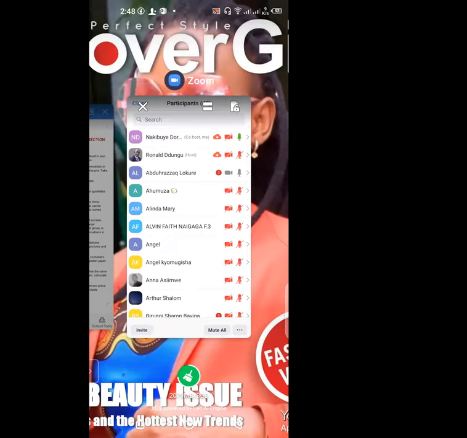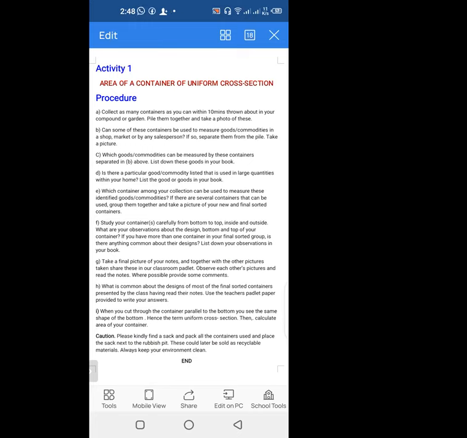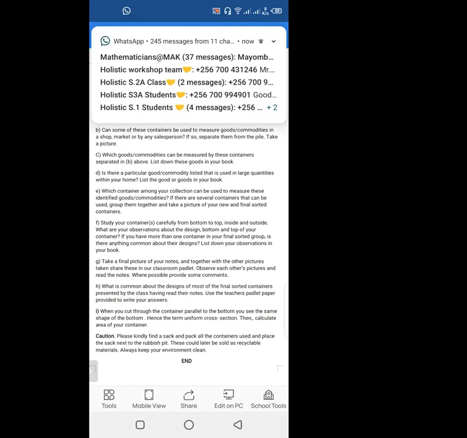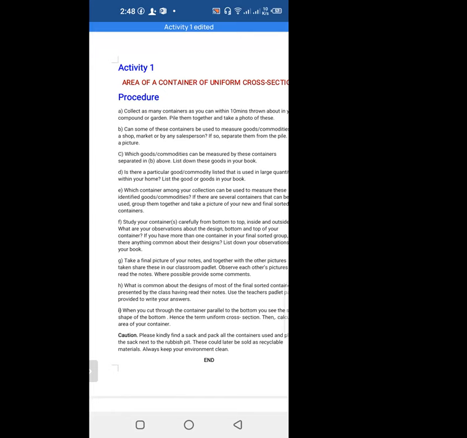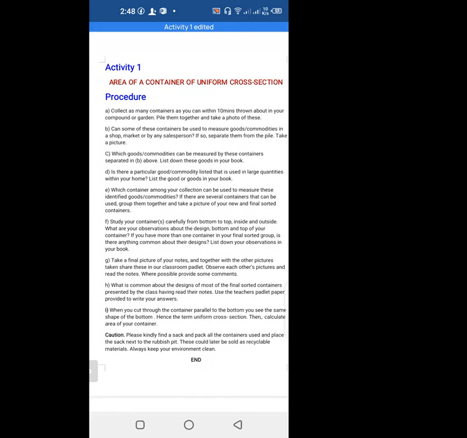So they are saying, which container among your collection can be used to measure these identified goods. Remember, in our Romani D, we identified the goods that we use at home in large quantities. If there are several containers that can be used, group them together and take a picture of your new and final sorted containers. What does it mean? It means that we already have those containers up there. So you group the containers depending on the goods you have listed in your book, and then you take a picture of those containers and put it there in the Padlet.